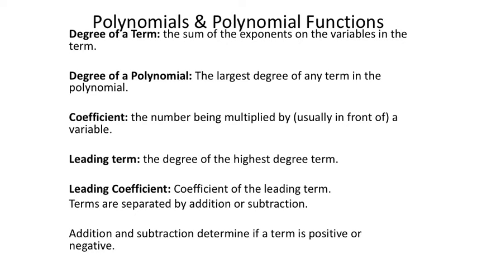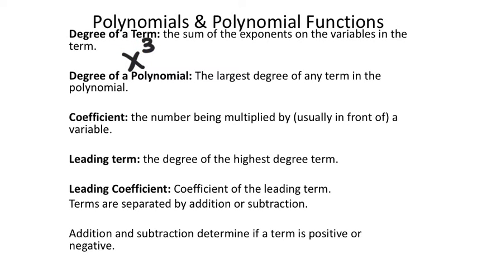Here's more vocabulary, just in case you didn't want more. The degree of a term is where you take the exponents of the variables in the term and add them together. If there's only one variable, like x to the power of 3, we would say that this term has a degree of 3.